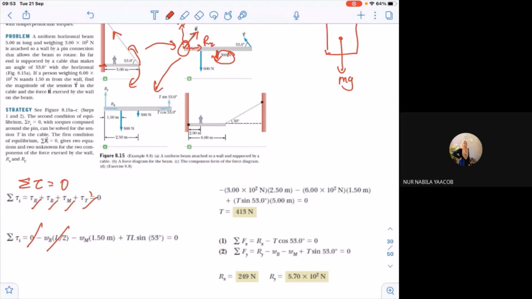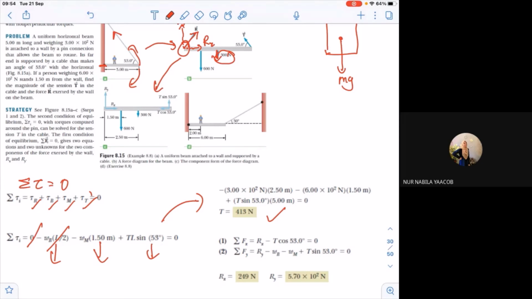Ini ada value, ini ada value. Yang ni akan jadi man is 1.5 meters, ini ada value. Dan TL yang paling hujung sekali 10 tension. T kali dengan L sin 53. So itu je saja 3 tu. And then we solve it here, we can get T equivalent to 413 Newton.